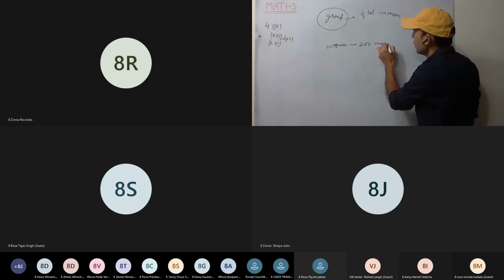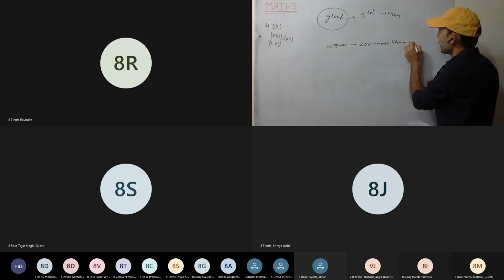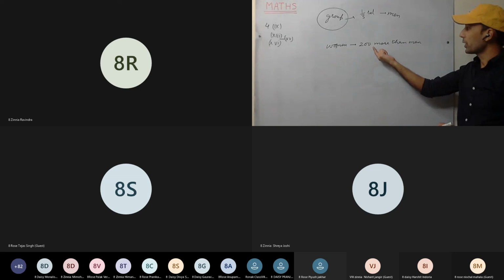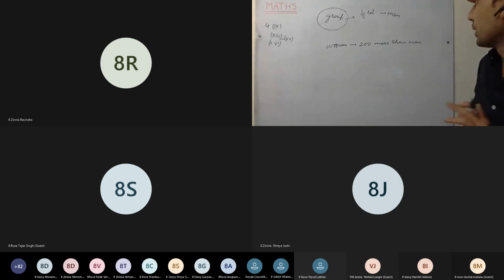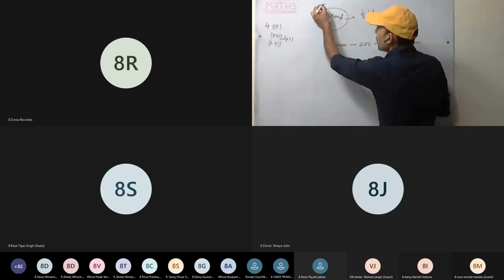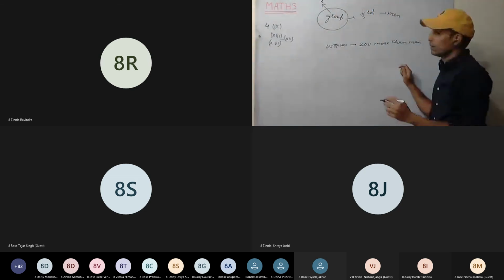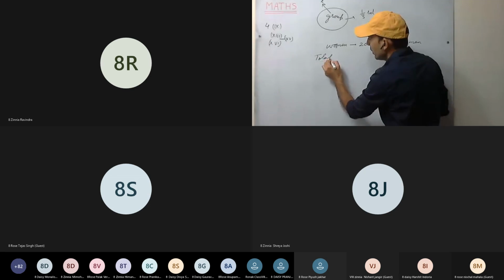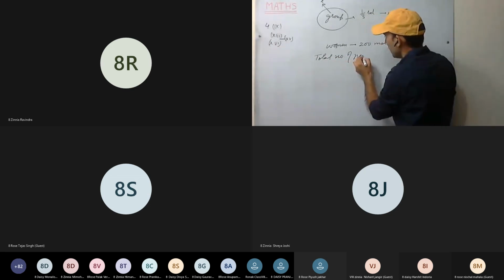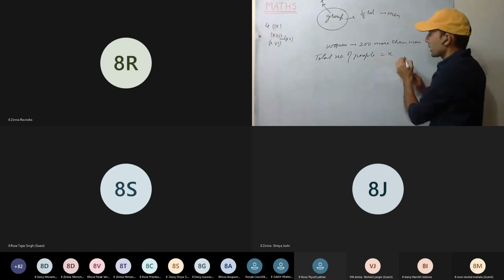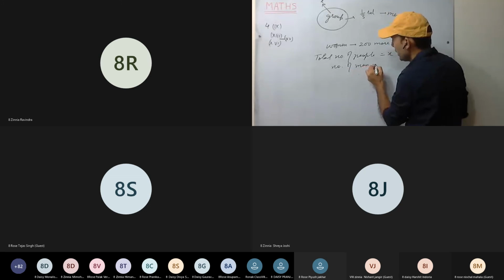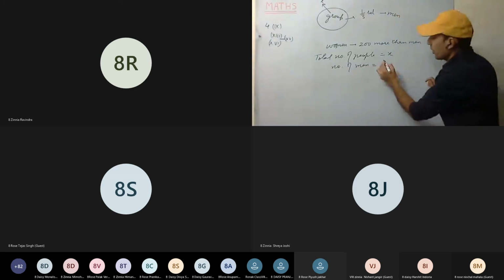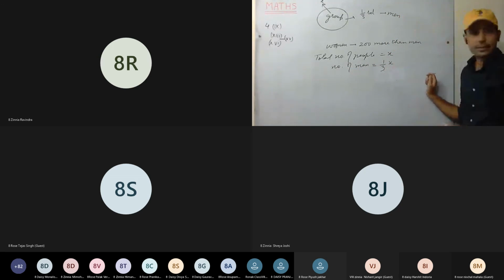Women are 200 more than men. Now we have to find the total number of people. So let the total number of people in the group be X. So total number of people is equal to X. So the number of men, how much will they be? 1/3 X. This is clear.